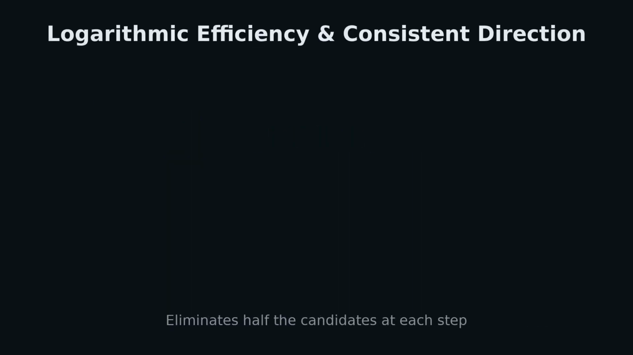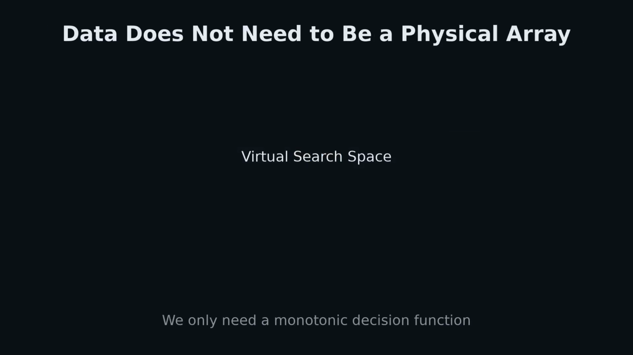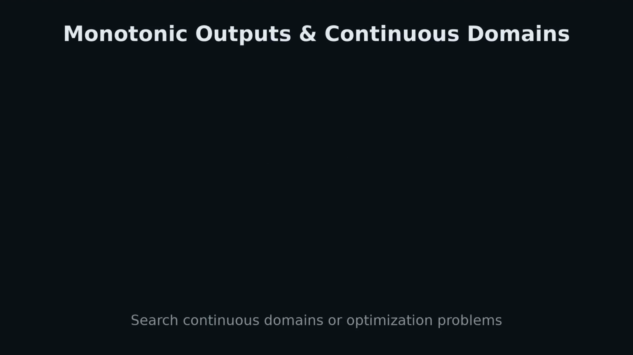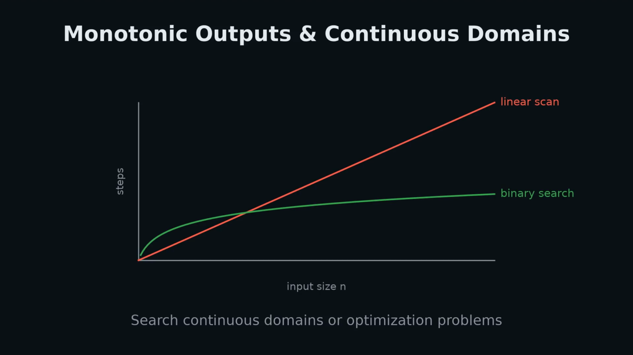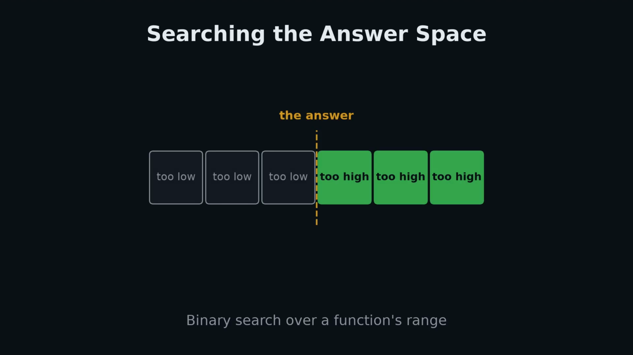Binary search achieves logarithmic efficiency because it requires only a consistent direction to eliminate half the candidates at each step. This means the underlying data does not actually have to be a physical array stored in memory. As long as any mathematical function or decision problem produces monotonic output, we can apply these exact same pointer invariants to search continuous domains or solve complex optimization problems. How do we structure binary search when we are searching over the answer space of a function rather than the indices of a list?